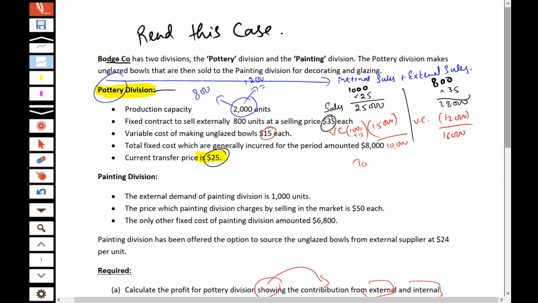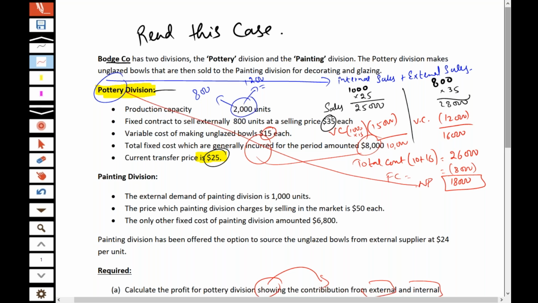Now what is the total contribution? 10 plus 16, that is 26,000, and the fixed cost is 8,000. Now this is the profit, 26,000 minus 8,000, which is 18,000, the profit of pottery division. This is the net profit. Any confusion? This is a straightforward thing, students. Is there any confusion? All clear?